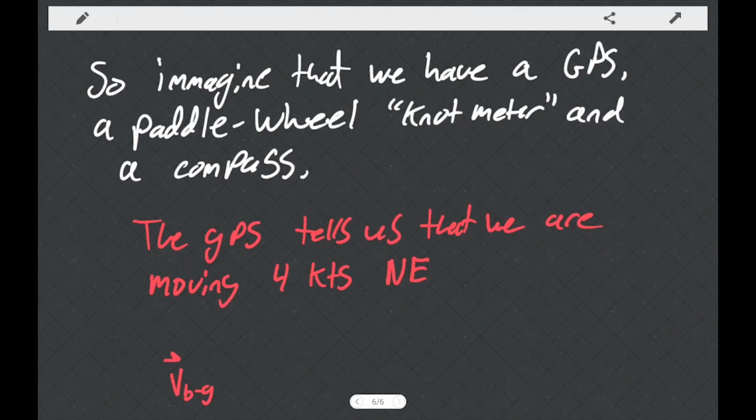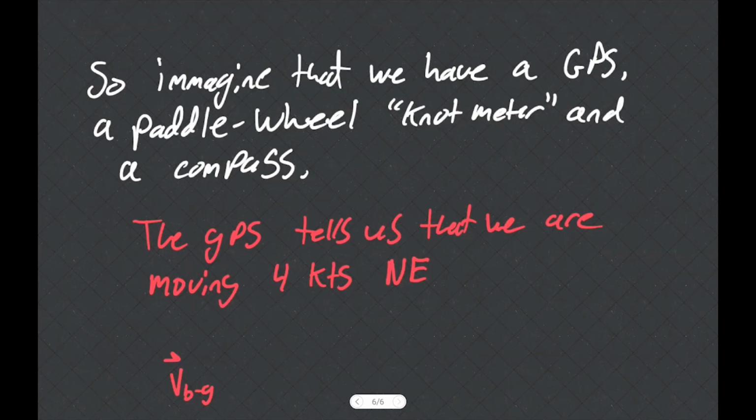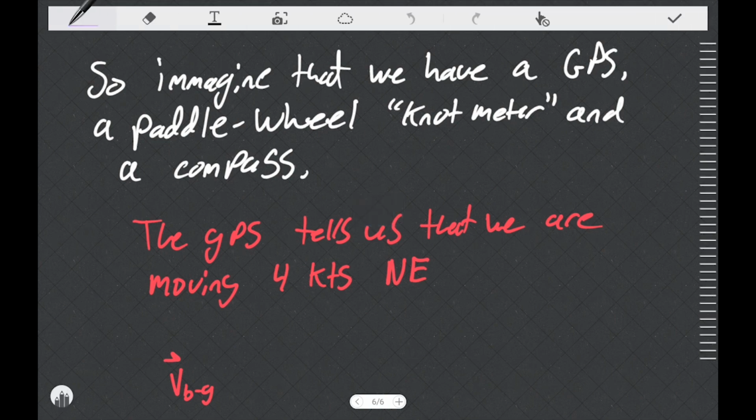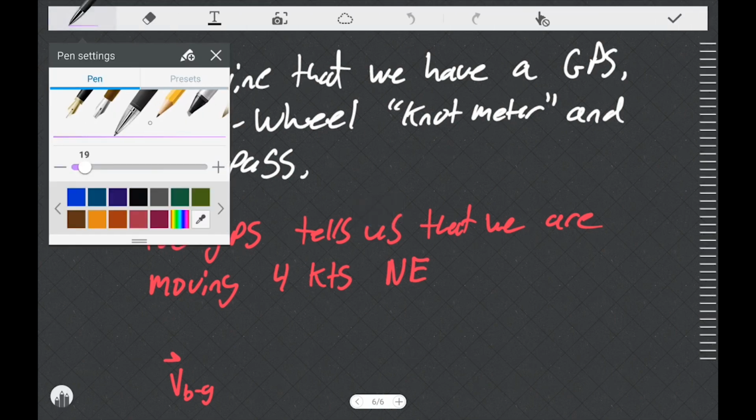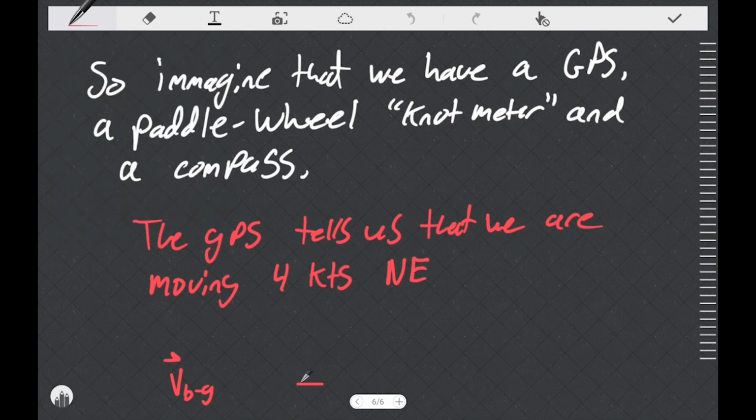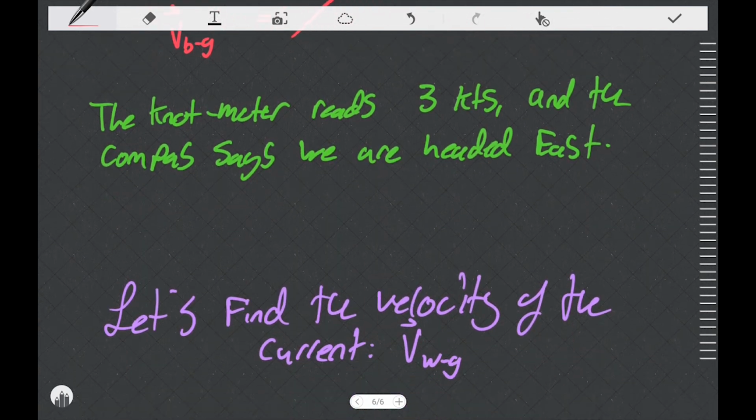So let's say, for example, that we have a GPS and a paddle wheel knot meter, and we also have a compass. Let's say that the GPS tells us that we're moving at 4 knots in the direction northeast. We can draw our VBG vector like this, and we'll give it the number 4 for its magnitude. Let's say that our knot meter reads 3 knots, and the compass tells us that we're heading east. So the GPS tells us that we're heading northeast, the compass tells us that we're heading east.